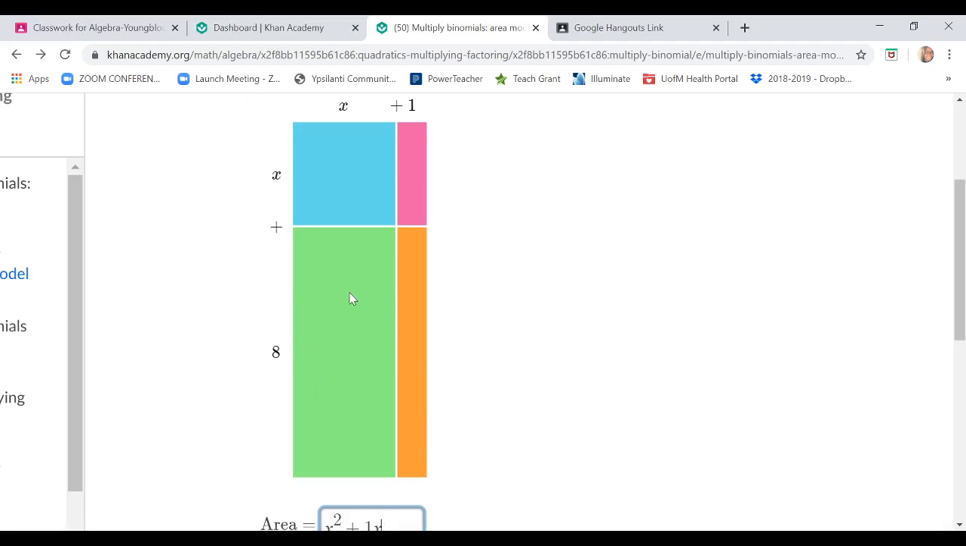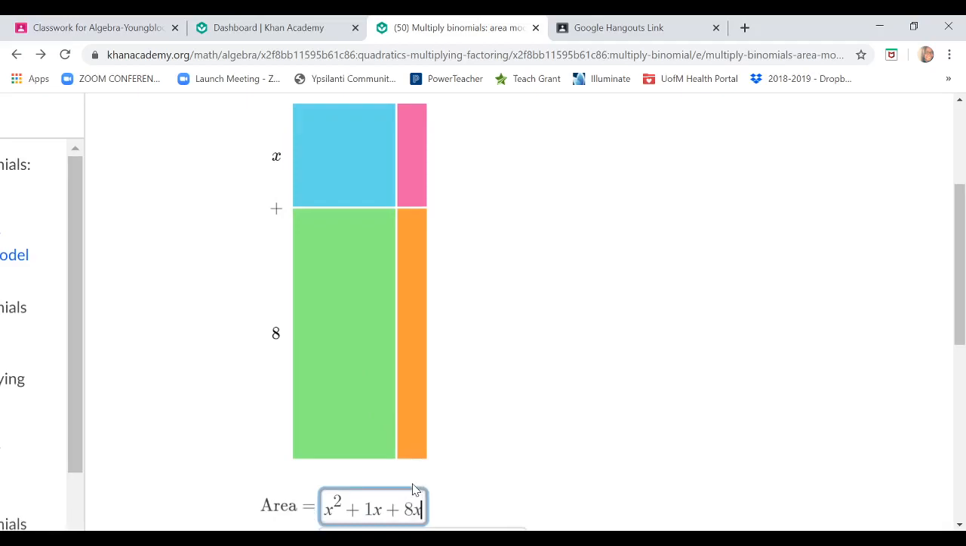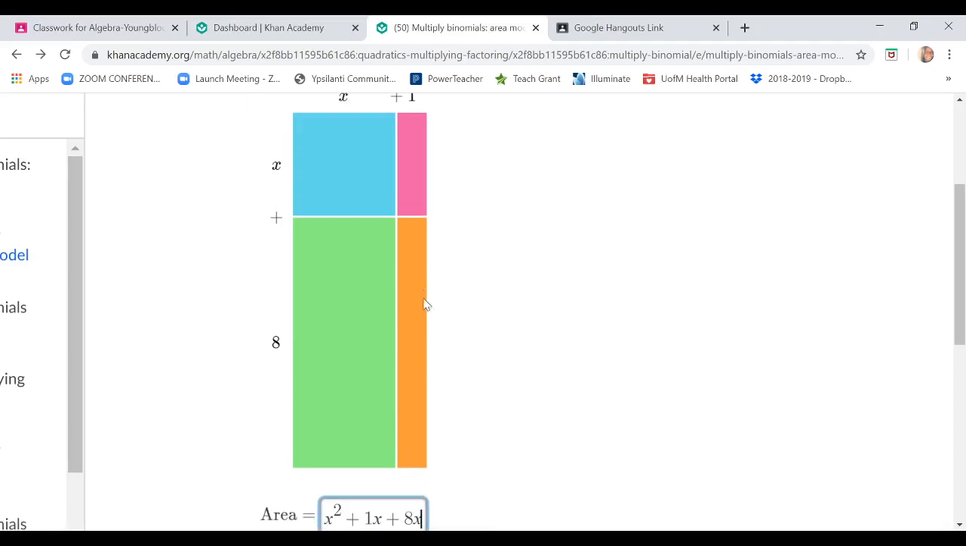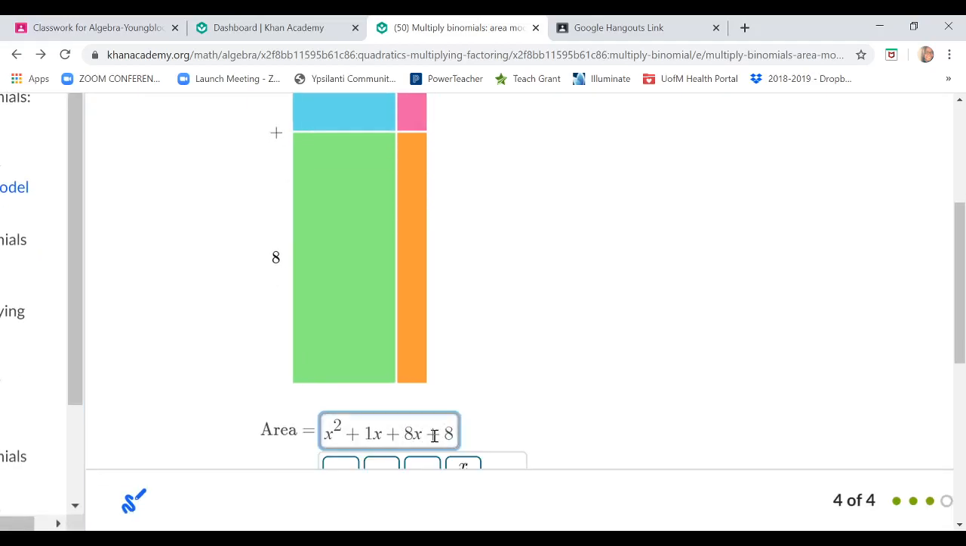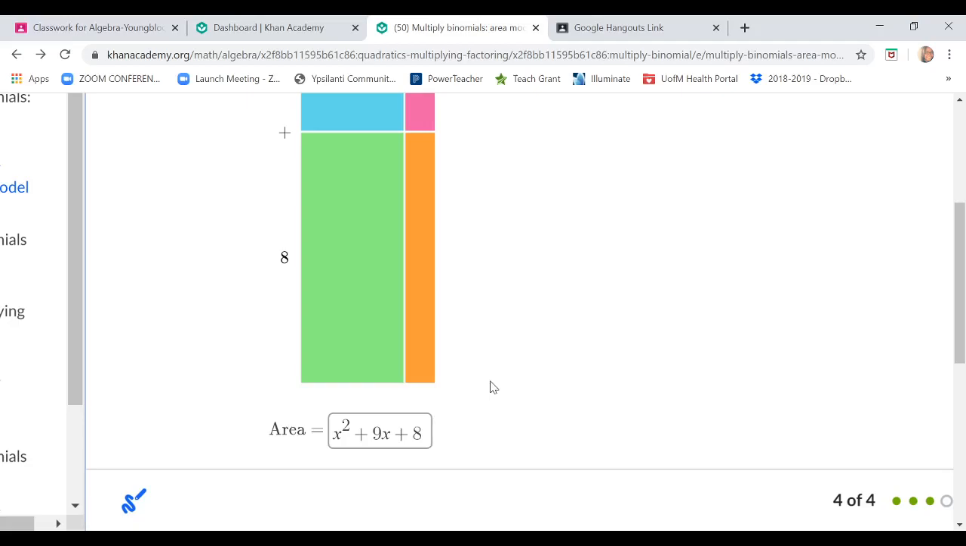The area of this green box is 8 times x. So this area here is going to be plus 8x. And the area of this orange, 8 times 1, is going to get us plus 8. So again, we can combine our like terms to simplify this. 8x plus 1x is going to get us 9x. So we have x squared plus 9x plus 8 for this answer.